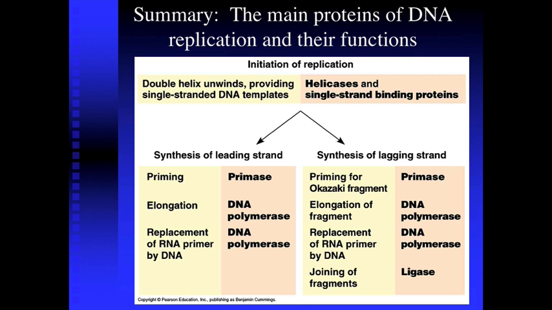The double helix is destabilized with helicase. Single-stranded binding proteins keep the strands apart. Primase builds a primer. DNA polymerase, specifically DNA polymerase 3, adds the new strand. DNA polymerase 1 removes the primer and replaces it with DNA. Ligase ties all the pieces together.